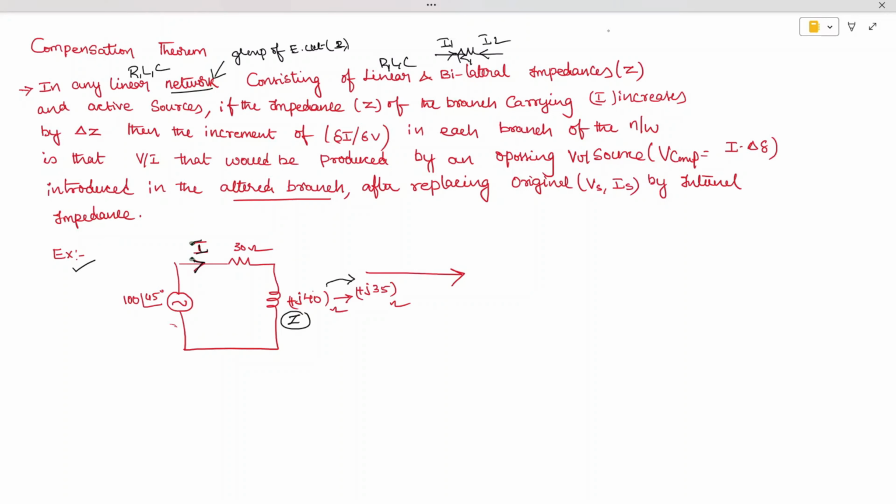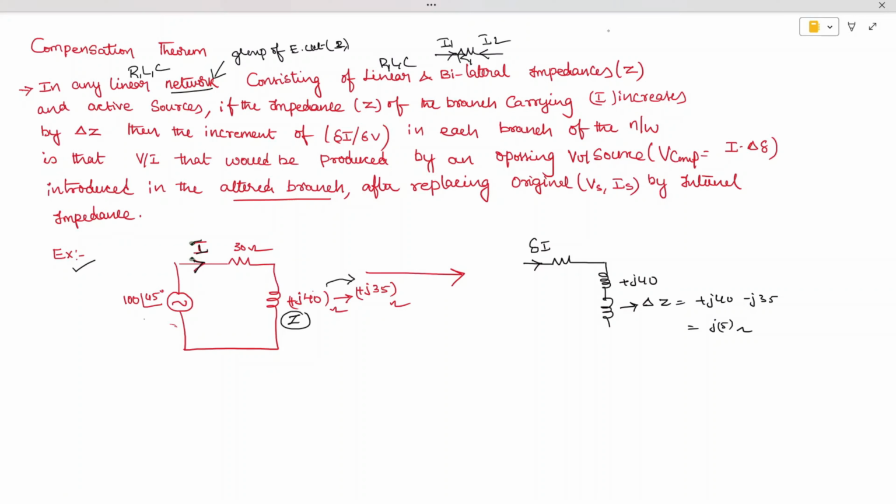How to find out I dash: draw the same network, which is J40, and we have to introduce delta Z. Delta Z is nothing but J40 minus J35, which is J5 ohms. This we have to introduce, and we call it delta Z, and we need to find out the change in current. This is called delta I. This change in current we need to find out.